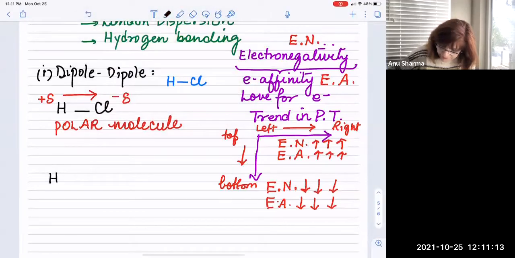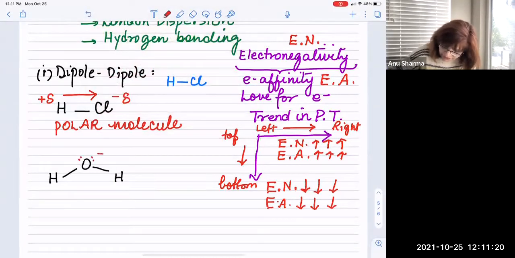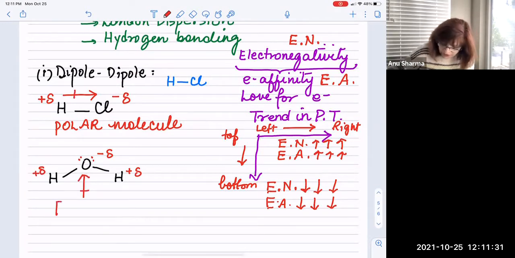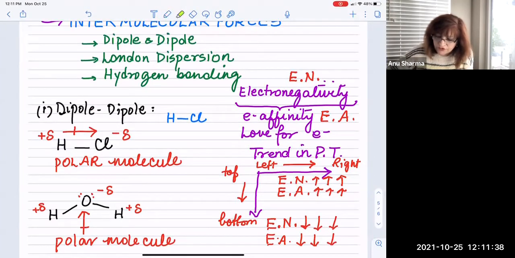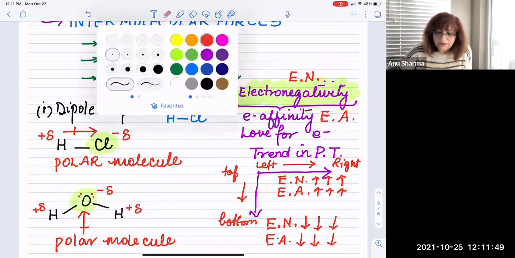And if you look at water now, here is your hydrogen. So oxygen, lone pairs, delta negative. Hydrogens, delta positive. And we see the net polarity is towards oxygen. So the water molecule is also polar. Everywhere you see a more electronegative atom, there is going to be a polarity in the molecule.